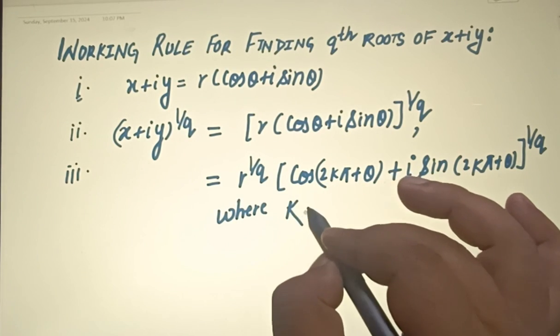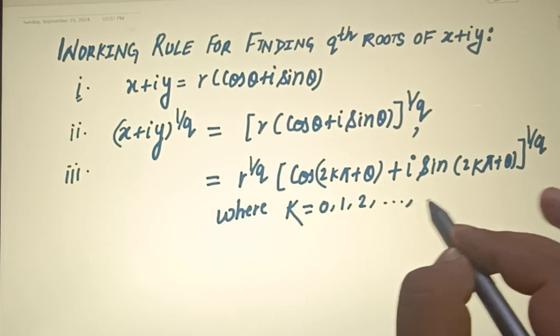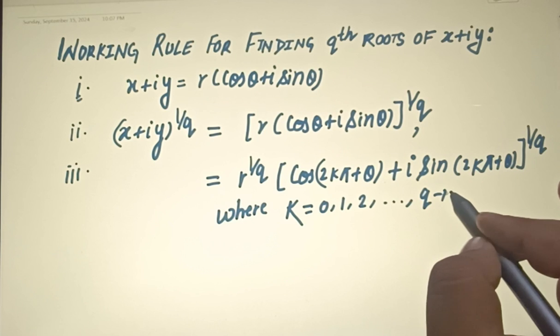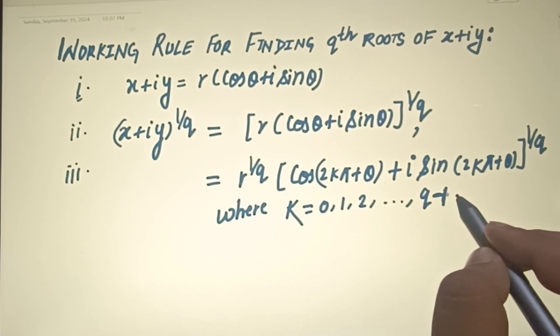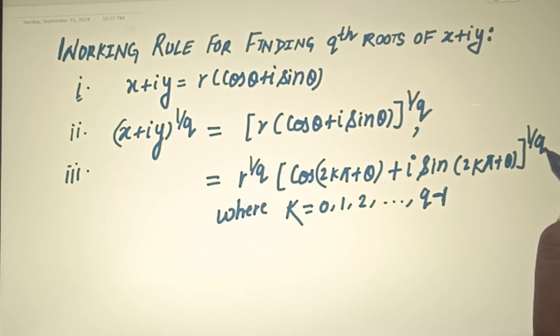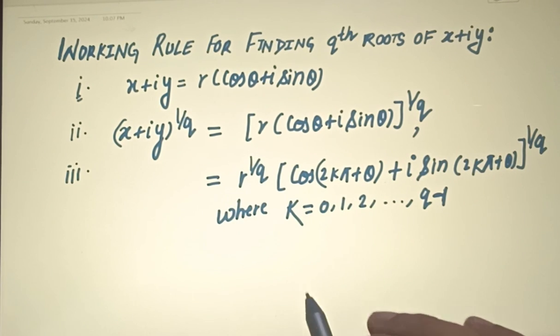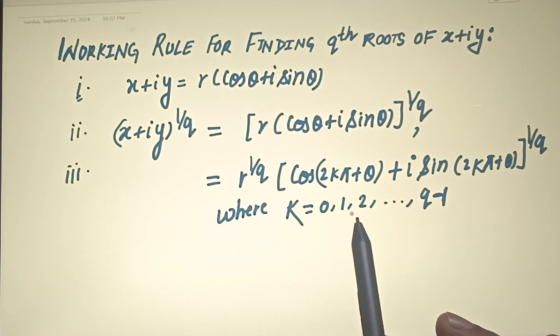Where k runs from 0, 1, 2, up to q minus 1. If it is n, then it will go up to n minus 1. If it is 4, then it will go up to 3. If it is 3, meaning the third root of a complex number, then k goes 0, 1 and 2. Clear? For the different values of k, you will get different roots.